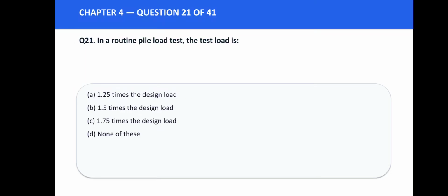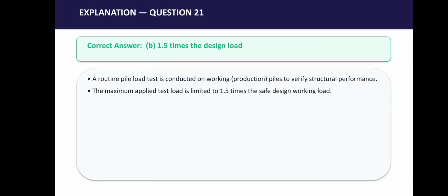Question 21. In a routine pile load test, the test load is what multiple of design load? Option A. 1.25 times. Option B. 1.5 times. Option C. 1.75 times. Option D. None of these. The correct answer is option B. 1.5 times the design load. Explanation. A routine pile load test is conducted on working piles to verify performance, where the maximum applied test load is limited to 1.5 times the safe design working load.